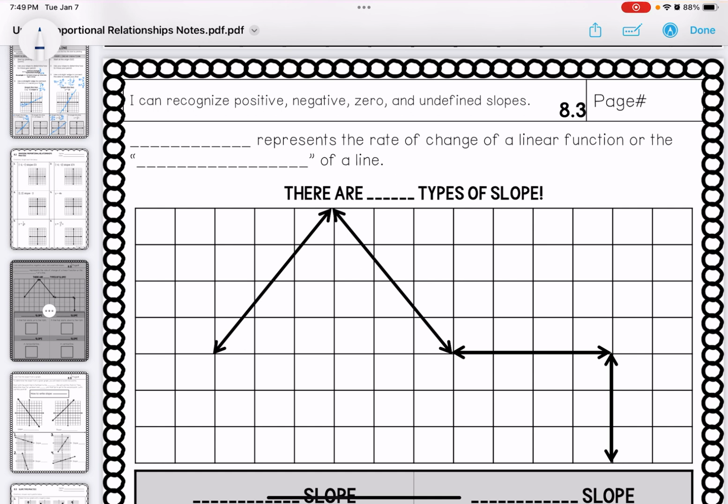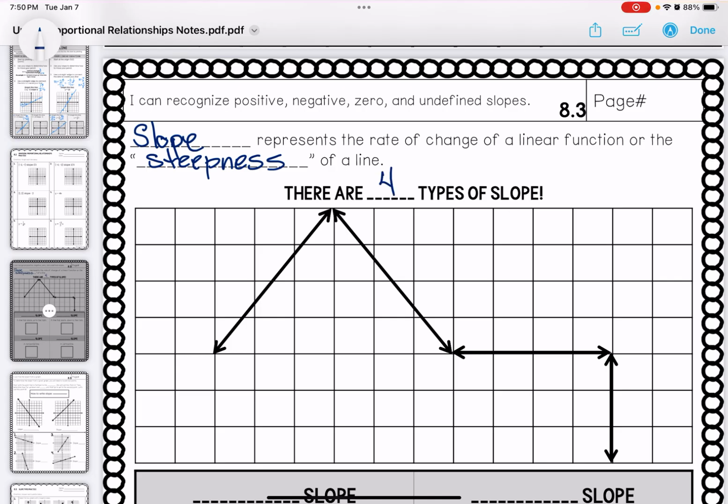So let's go ahead and talk about slope again. Slope represents the rate of change of a linear function or the steepness of a line. And so there are four types of slopes that we're going to talk about.